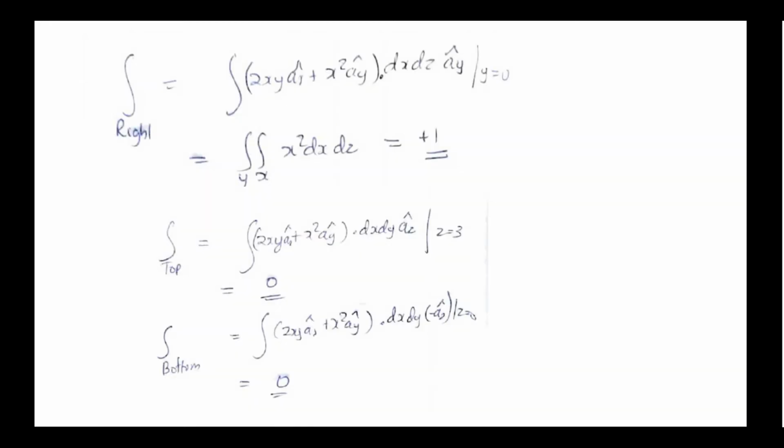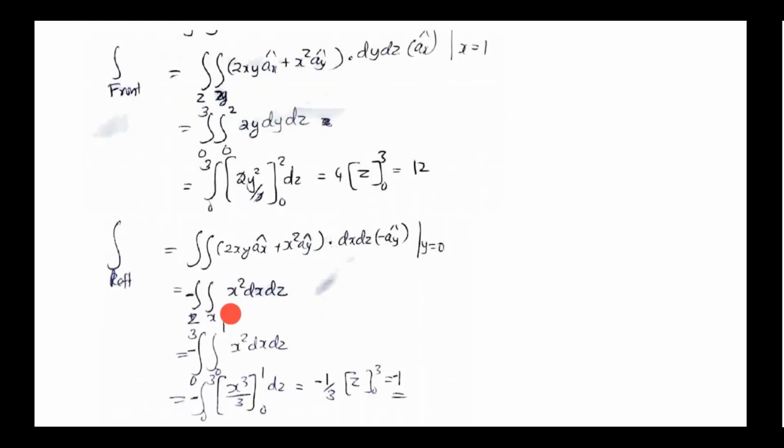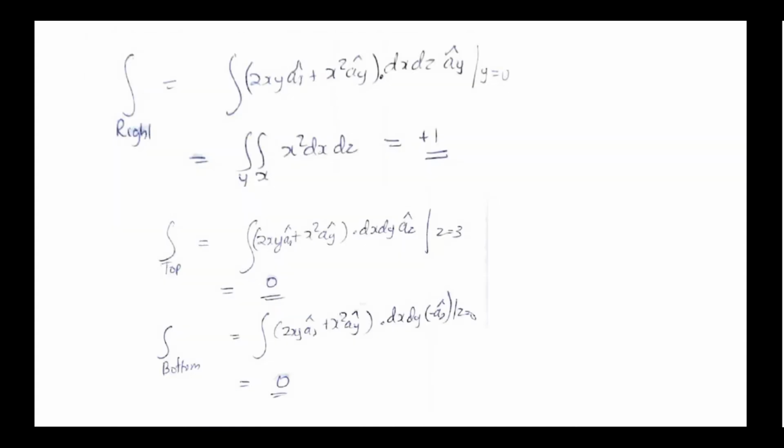Now the right part is easy, because if you integrate right, you are getting dx dz ay cap. Instead of minus ay cap, it is plus ay cap, with y equal to 2, so it doesn't have any value. So what you are getting is the same x square dx dz which is there here. So here minus x square dx dz, here plus x square dx dz. So the value will be 1.